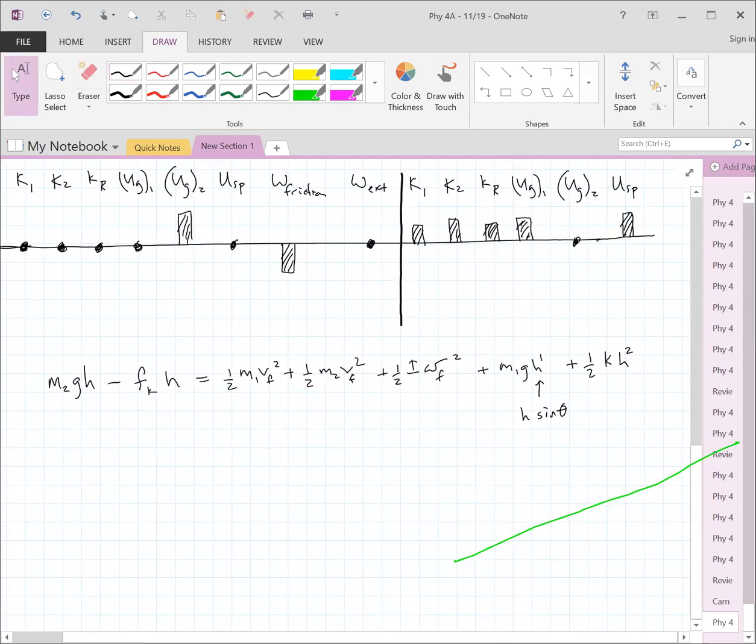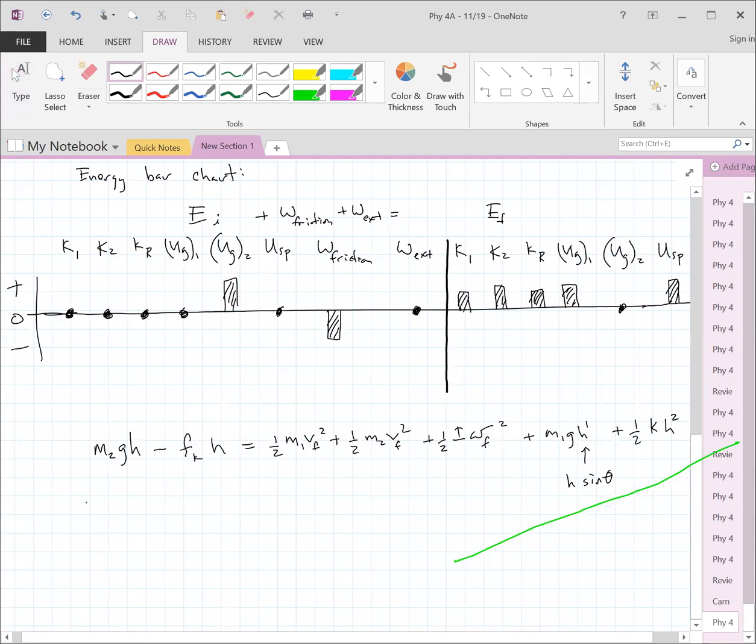Okay, so there's just a few things I have to fill in here. M2gh, that's all good. Those are all given values. The friction force is mu times the normal force, and this is M1, and it's on an incline. And h is given, and then we have a 1/2 M1 v squared, 1/2 M2 v final squared, a 1/2 I omega squared.